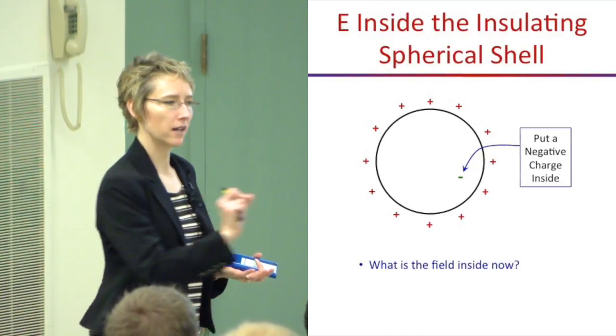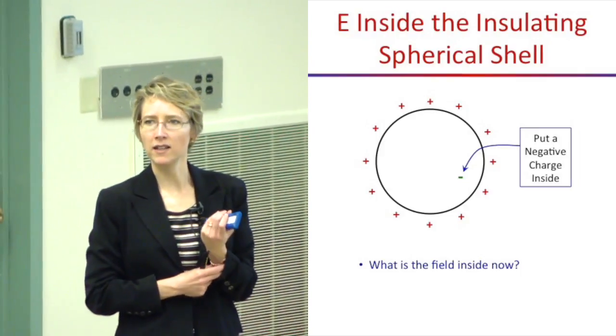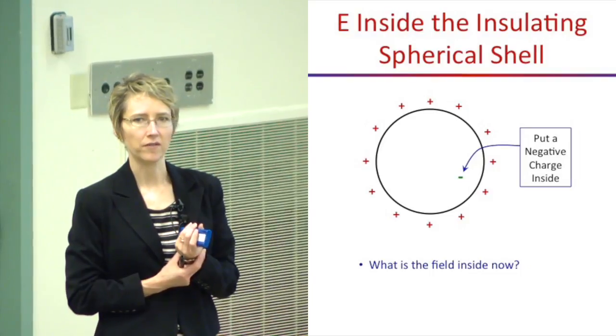So inside the insulating spherical shell, let's think through the physics consequences of that. Let's think of an insulating spherical shell, so I'm not going to let that charge move around. Now I want to put a charge inside. I'm just going to take an extra charge and put it inside. What's the net electric field inside of the sphere now?